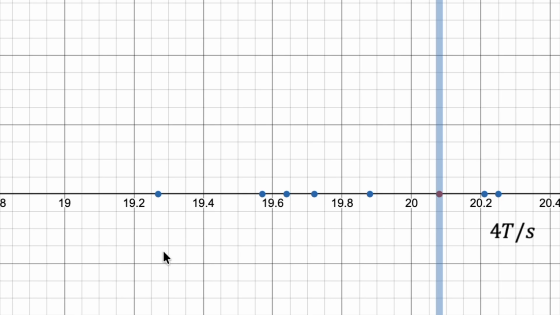So what I'll do is I'll take the average of them, just the mean of them, and that will be the value I will write down for 4t. So here's the average. It turns out to be right there. Then I will take the range, that is the smallest value subtracted from the biggest value, and I will halve that, and I will say my measurement could be up to half of that range either side of the average.